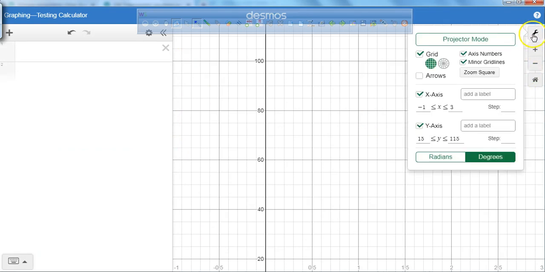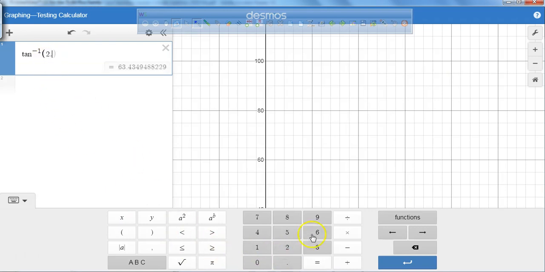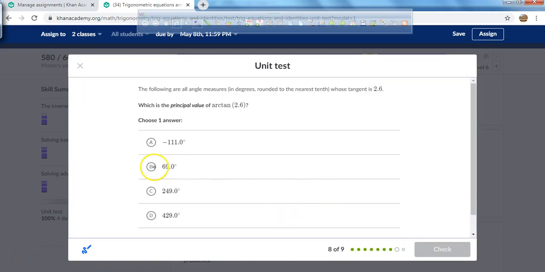Okay, so here we are. We're still in degrees. Arctangent is just the inverse of tangent. So we're just going to go inverse of tangent and type in 2.6. And it looks like it says 68.96 degrees. So we're looking for the answer that basically is 69 degrees.